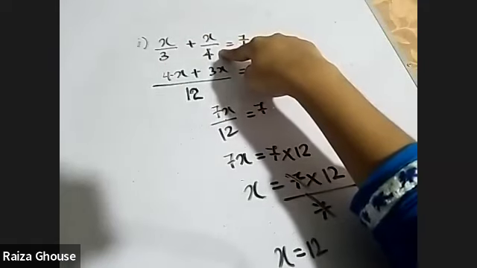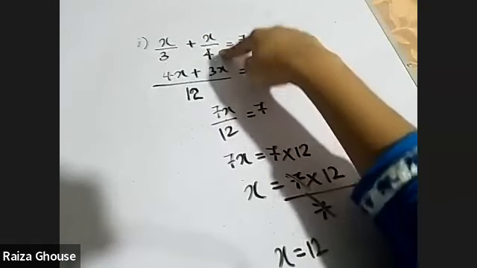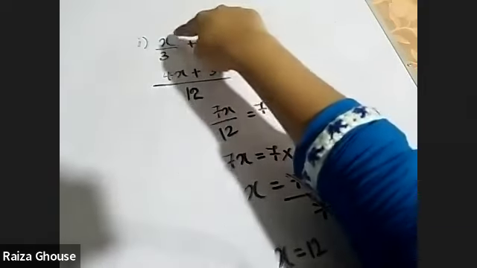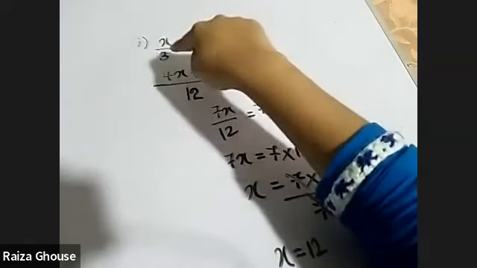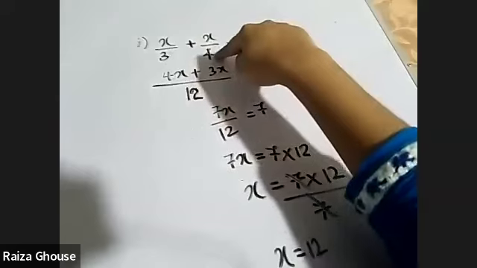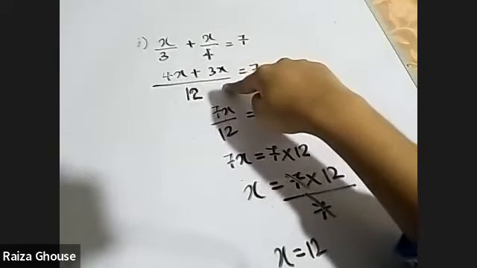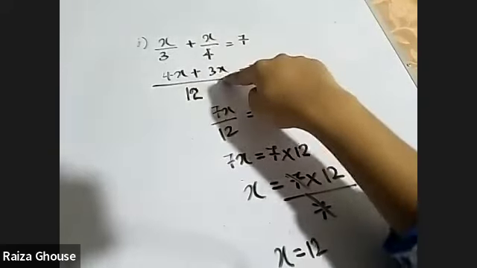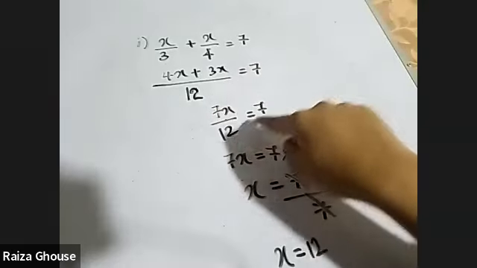If you make any change to the denominator, you have to make the same change to the numerator as well. So I multiplied both numerators by the same number I multiplied the denominator by. Then I got this. Now I have to add. These are like terms. I get 7x. 7x over 12 equals 7.